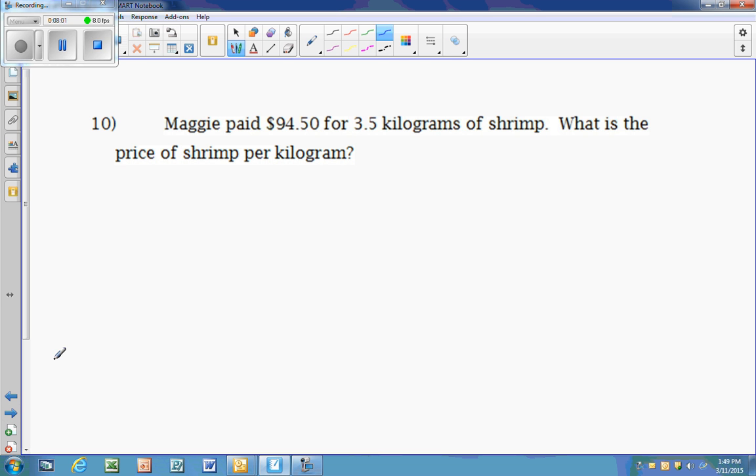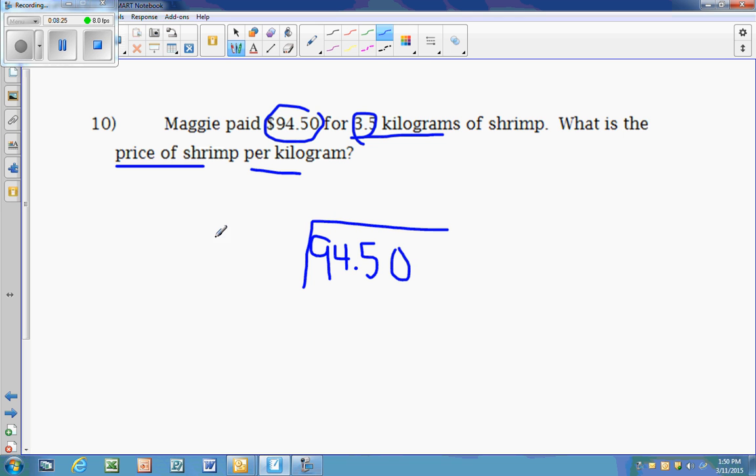Question 10. Maggie paid $94.50 for 3 5/10 kilograms of shrimp. We want to find out what is the price per kilogram. So I want to take my $94.50 and I'm going to divide it by my 3 5/10. So I need to jump once on the outside here, and my decimal is going to be right here.